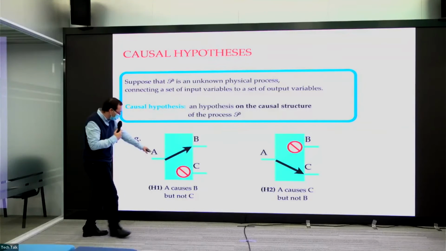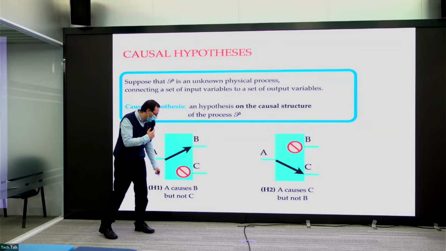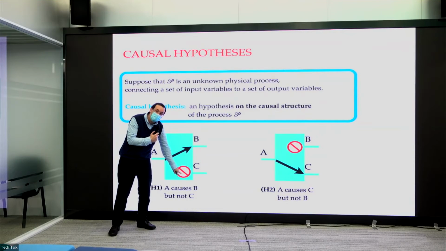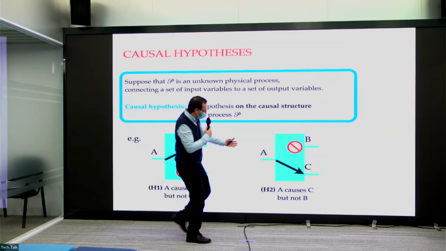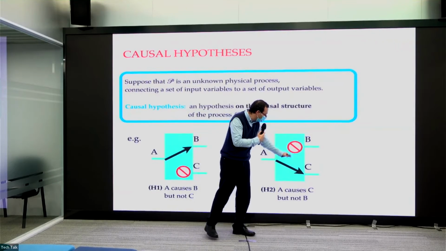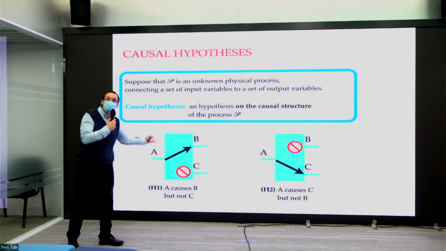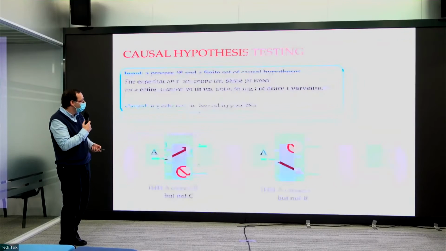For example, here you could have a process with 3 variables, 1 input and 2 outputs. You could have that output B depends on the input A, but not output C. So C doesn't have any dependence. Or the other way around, you could have the dependence from A to C and nothing going to B. And you may want to test one hypothesis against the other and see which one is right.